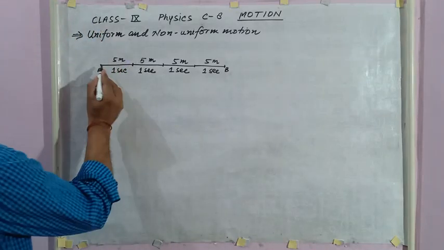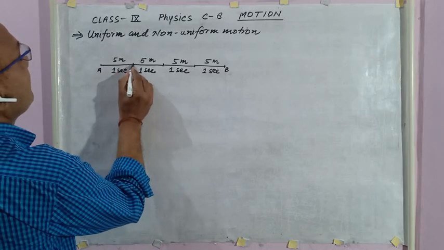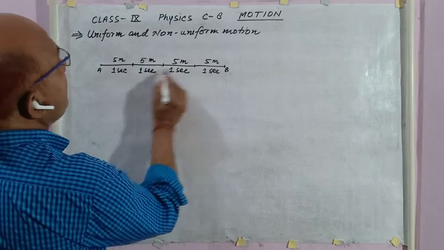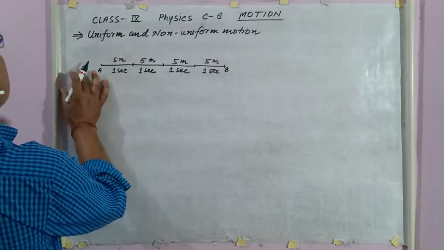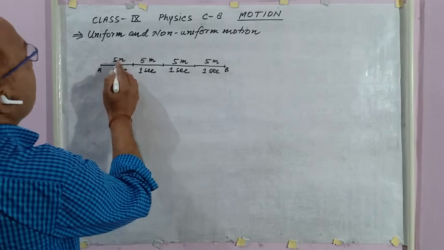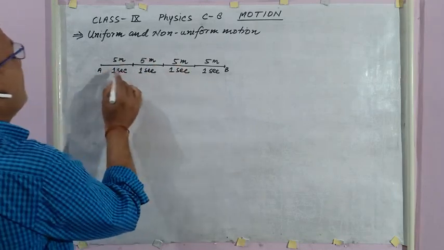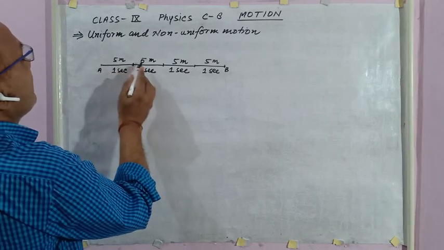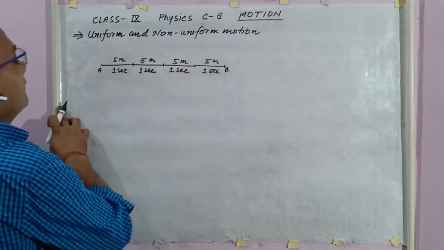So in this example you can see the body covers equal distances in equal interval of time. In every 1 second it covers 5 meter, again it covers 5 meter. So in this type of motion the body covers equal distances in equal interval of time.